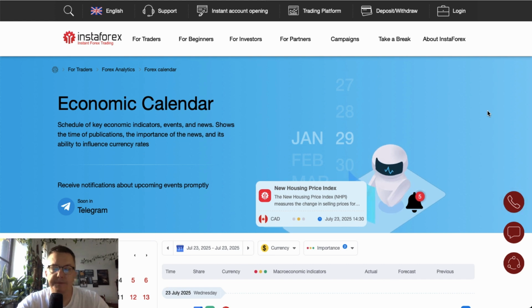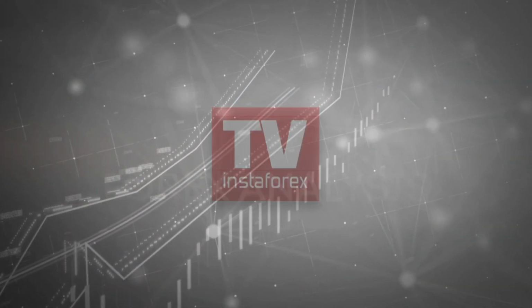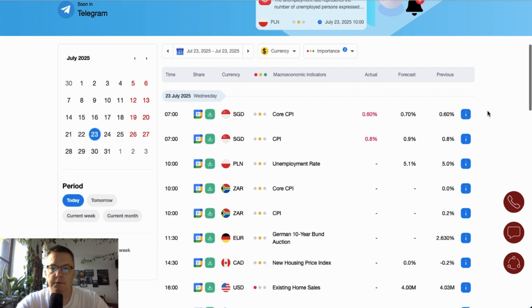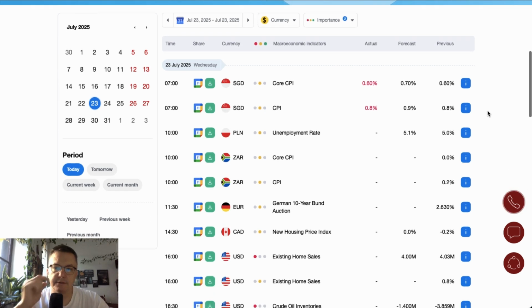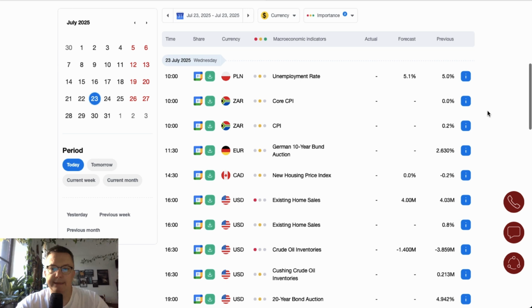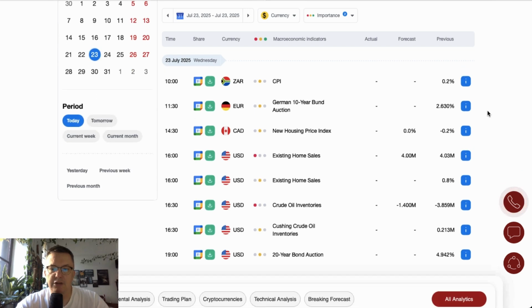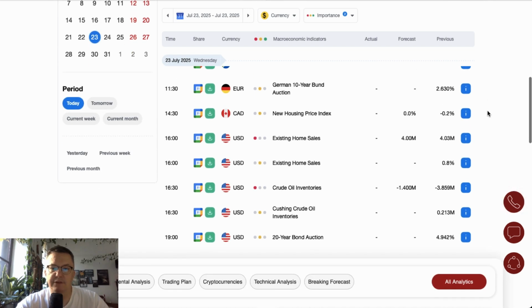Today is Wednesday, July 23rd, 2025. Let's take a look at what we have in the economic calendar for today. Not very important overnight session, quite quiet to be honest, and during the London session we don't have too much data scheduled for release. Unemployment rate from Poland is scheduled for release at 10 o'clock. Eventually German 10-year Bund auction scheduled for release at 11:30.